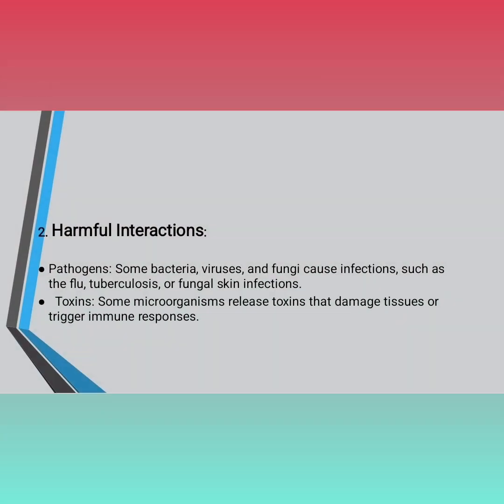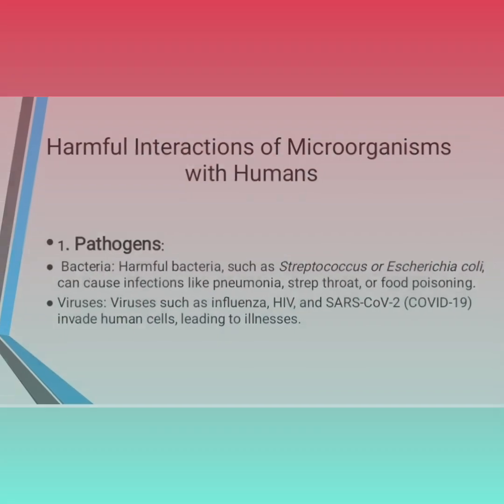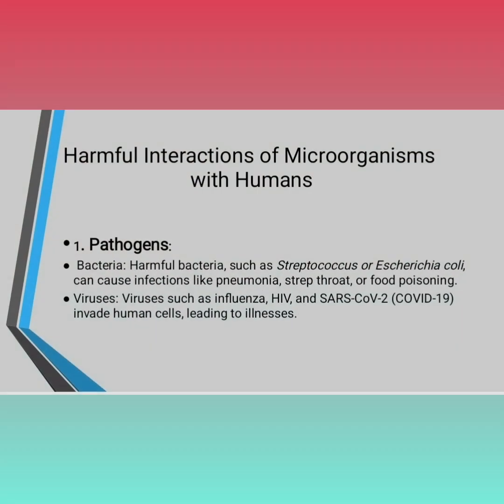Next one, harmful interaction, that is pathogenicity, where some bacteria, viruses or fungi cause infections. They sometimes produce toxins in our body, damaging tissue and triggering an immune response. Third one is natural interaction, that is commensalism. Commensalism is a type of relationship between two living microorganisms in which one microorganism benefits without harming the other. Next, we talk about harmful interaction of microorganisms with humans.